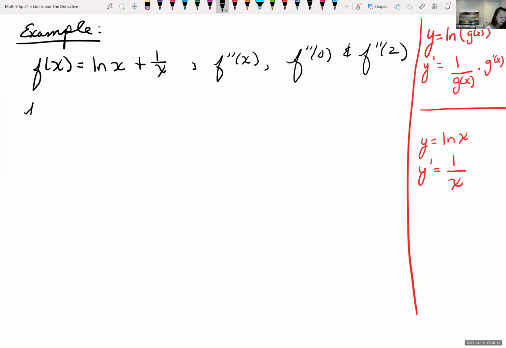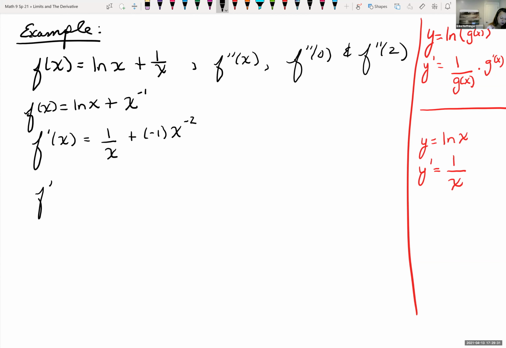Before we take the derivative of f of x, I think it would be easier if we rewrite this a little bit. So natural log of x plus, instead of 1 over x, let's rewrite that as x raised to the negative 1 power. That way we don't have to worry about using the quotient rule to take the derivative of that piece. So taking the first derivative of f of x, derivative of natural log of x, well, that was 1 over x, plus the derivative of x to the negative 1 power is negative 1 times x to the negative 2 power.